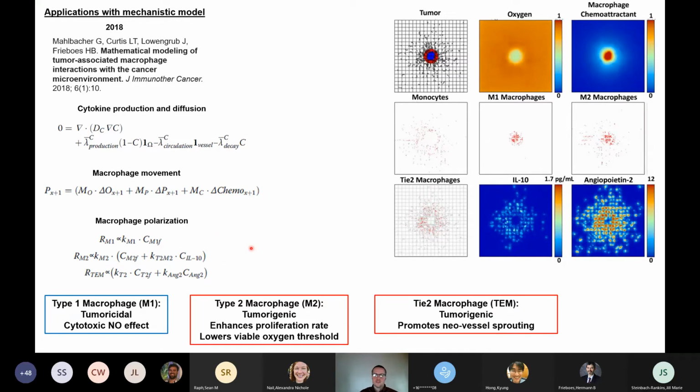Type 1 macrophages, or M1s, are tumoricidal through the cytotoxic effect of nitric oxide, while type 2 macrophages, or M2s, are tumorigenic, and they accomplish this by enhancing the proliferation rate and lowering the viable oxygen threshold. Type 2 macrophages utilize angiopoietin-2 as the chemoattractant, which is released from the vasculature, and they also promote neovessel sprouting, thereby enhancing tumor growth.